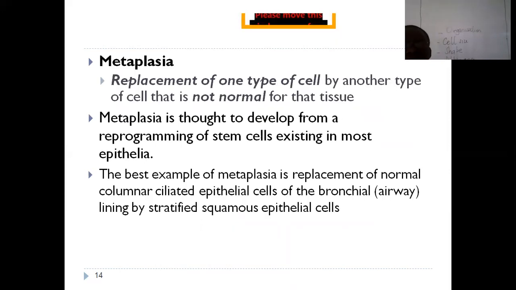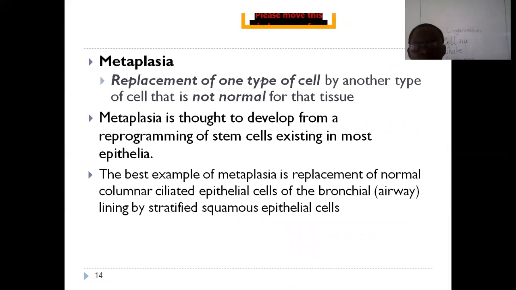Now, we also have what we call metaplasia. And this one is basically replacement of one cell type by another. And usually that is not normal. You know that when you replace the cells, like for example, the epithelium of the skin, when you replace it by another cell type, it will not be able to perform the way that the normal cell type functions.